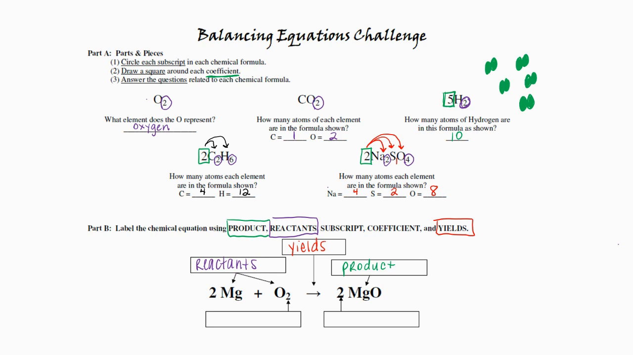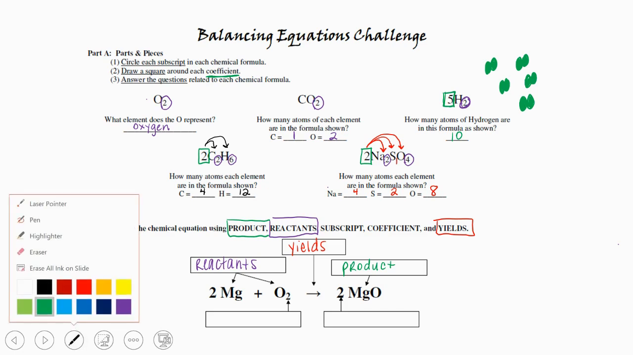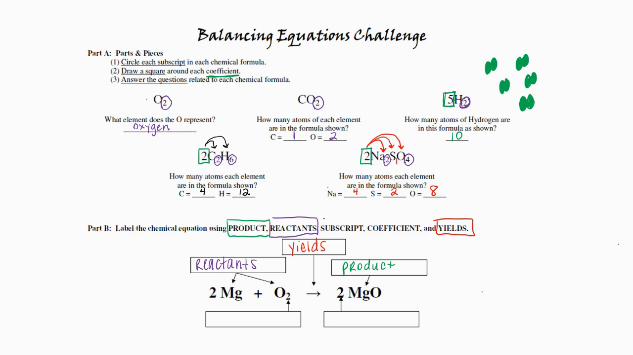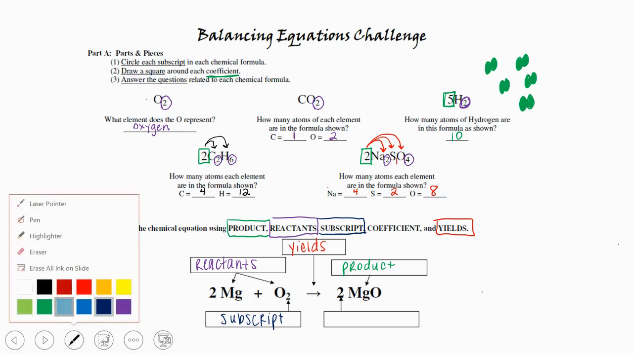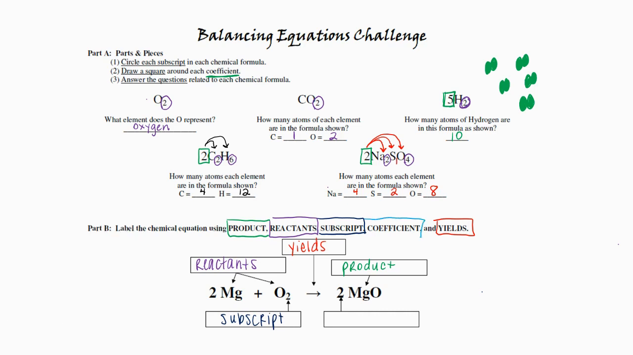And then if we take a look at this word subscript, remember a subscript is the thing that's written after an element. So the 2 here is an example of a subscript. And the other vocabulary word from above was coefficient. And a coefficient is a number like this that comes in front.